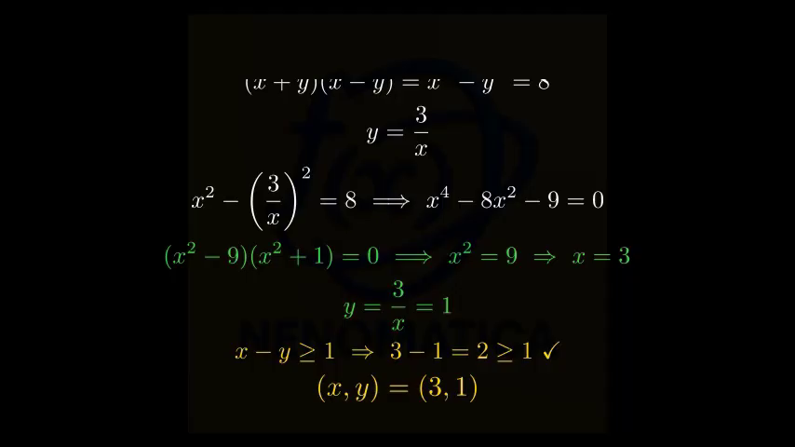The positive root consistent with x greater than y greater than 0 is x equals 3, and then y equals 1. Check the condition x minus y at least 1. 3 minus 1 equals 2, which satisfies it.